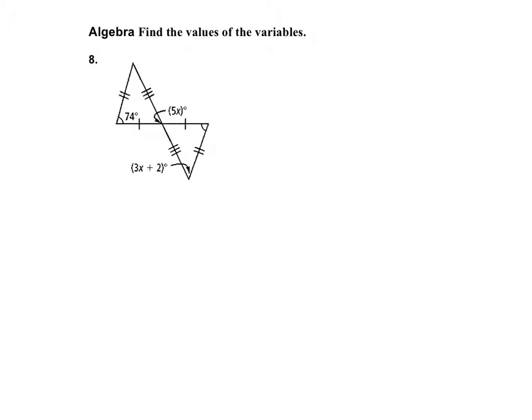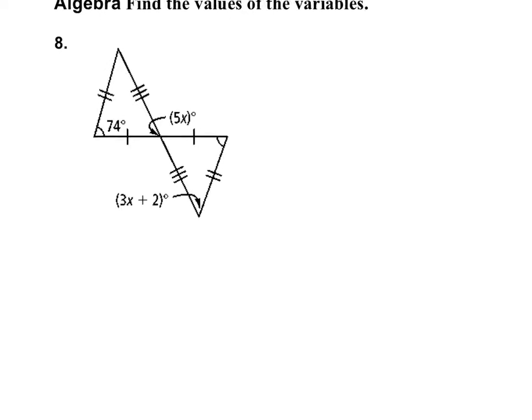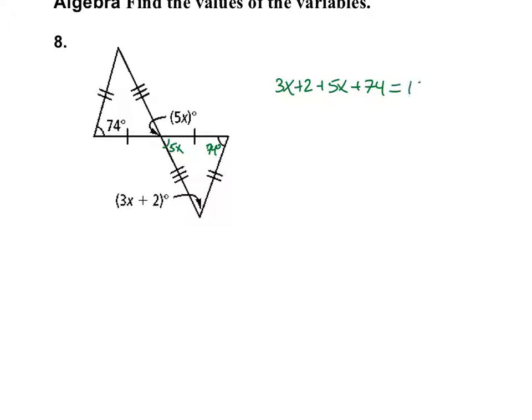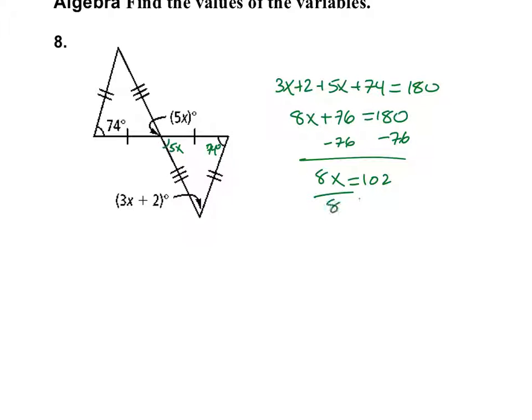Okay, so now I want to find the values. Those two triangles are congruent. I know that this one is 74, and I know that this one is 5x. So I have 3x plus 2 plus 5x plus 74 equals 180. So 8x plus 76 equals 180. Subtracting 76, I have that 8x equals 102. I'm just going to divide by 8, so x equals 51 over 4 degrees.